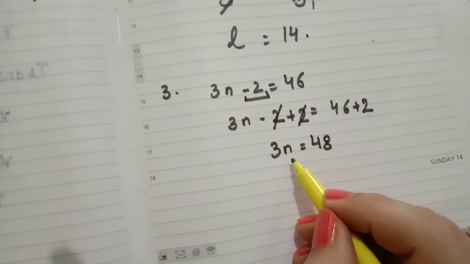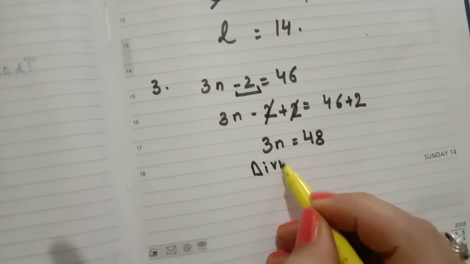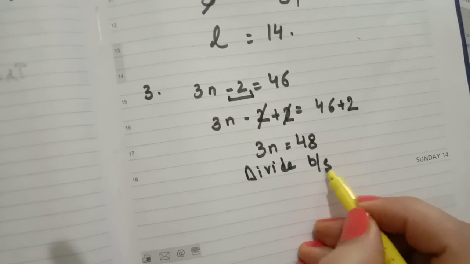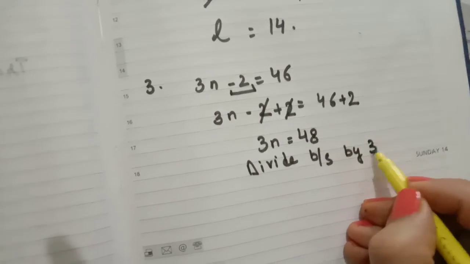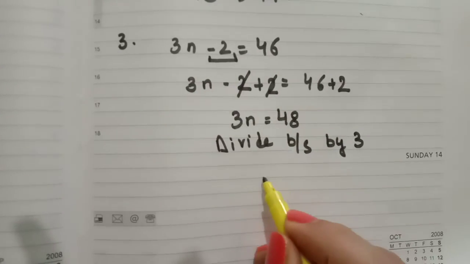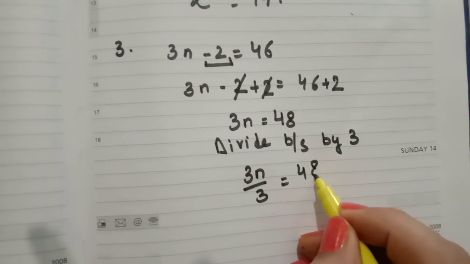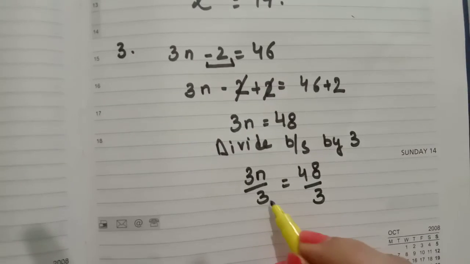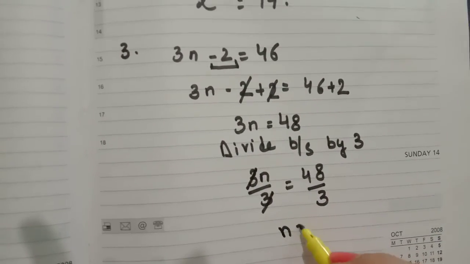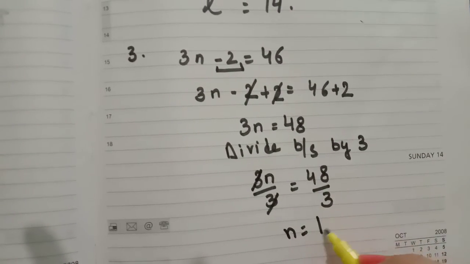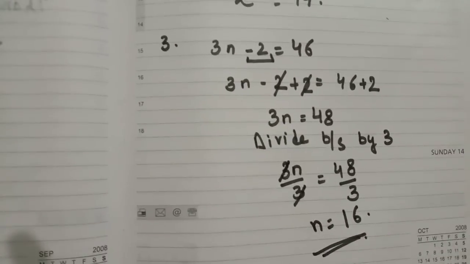Now I have to find out the value of n. So I have to divide both sides by 3, as 3 is the coefficient of n. So it will come out to be 3n divided by 3 equals 48 divided by 3. This 3 and this 3 will get cancelled out, and so the value of n is 48 divided by 3, which comes out to be 16. The value of n comes out to be 16. So this is how you have to do it. Thank you.